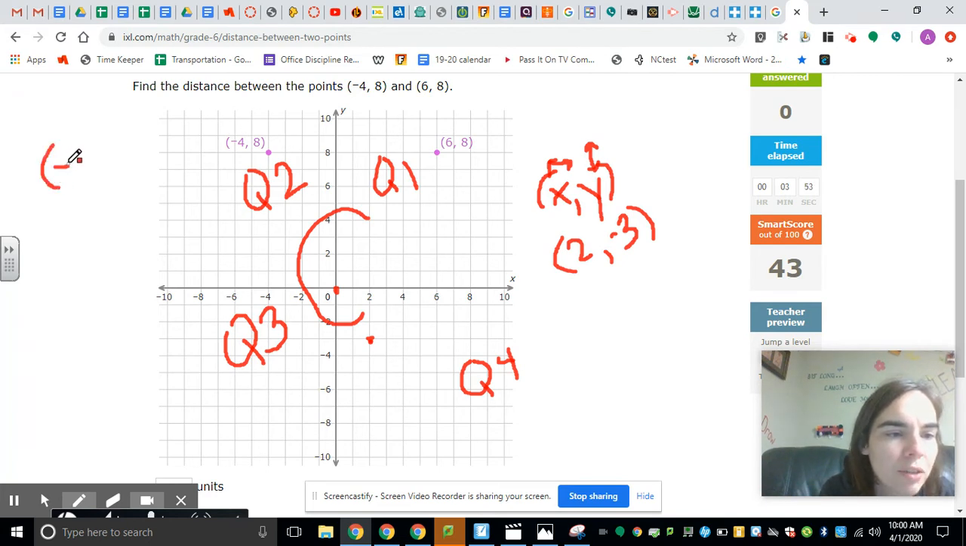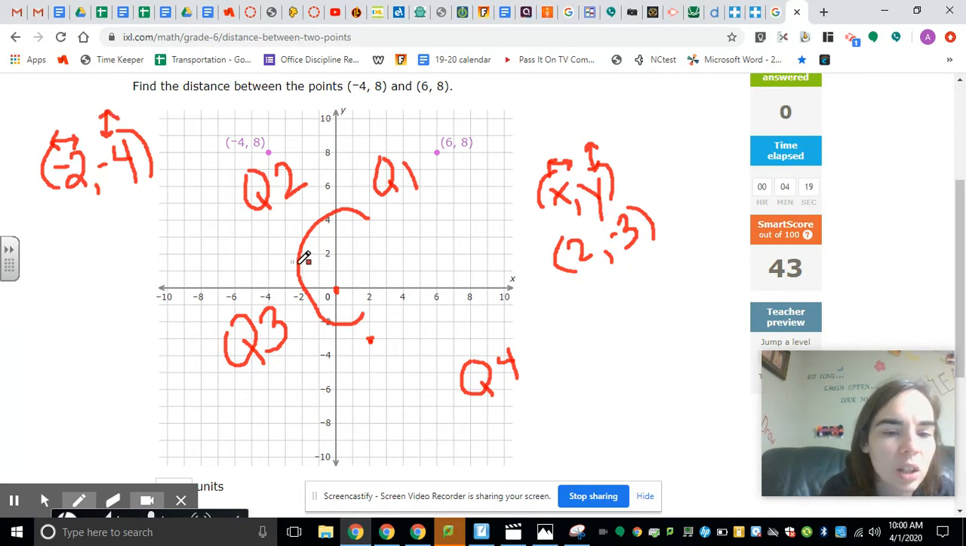And now we're going to graph (-2, -4). All right, so I'm going to go back and look at my picture here. My X always goes left or right, so this is my X. It's going left or right. And my Y, my second number, always goes up or down, so this one's going up or down.